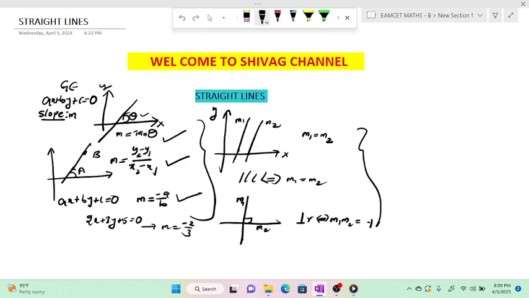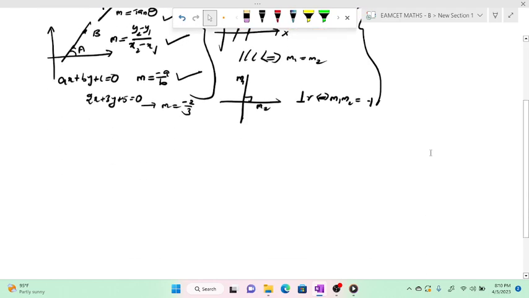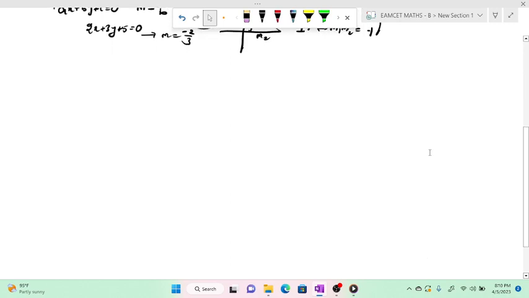Next, straight line. This is the general equation of the straight line, ax plus by plus c is equal to 0. Next, the equation of the straight line in intercept form. The general equation of the straight line is ax plus by plus c is equal to 0.